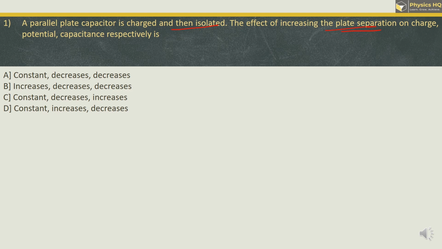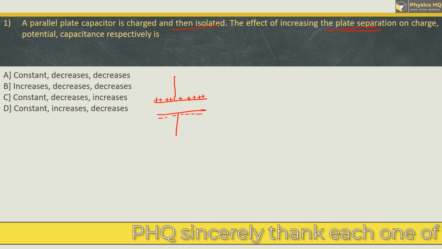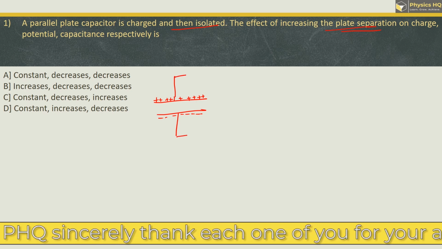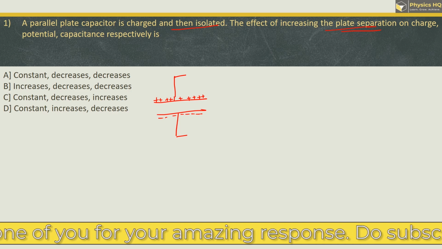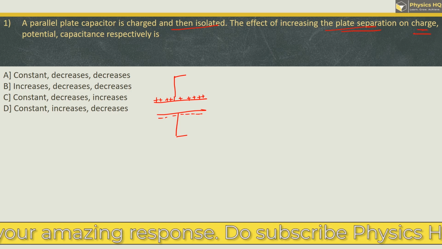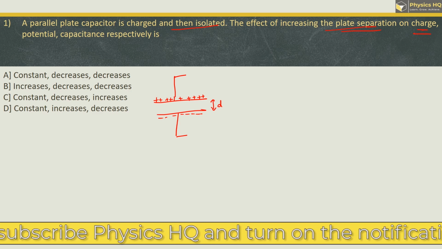Let us talk about the capacitor first of all. If you charge a capacitor, there are positive charges on one plate and the opposite charge on the other plate. Now if you keep this capacitor isolated, these charges cannot flow out or go anywhere. So the amount of charge, even if you increase the plate separation D, will remain the same. So the charge is constant.